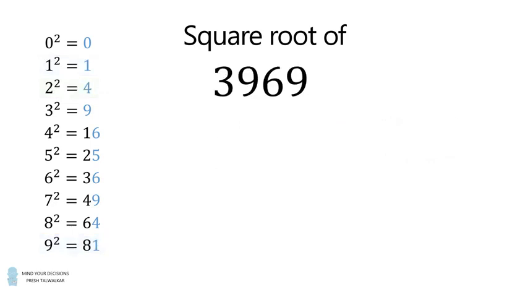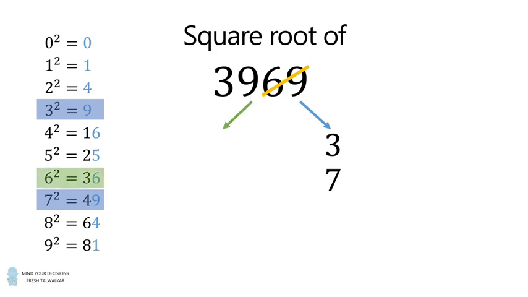Let's now calculate the square root of 3969. We go to the last digit of 9, and we know that it's either 3 or 7. We then cross out the last two digits, and we look for the square that's closest to 39 without going over. This will be 6 squared, which is equal to 36. So we now need to differentiate between 63 and 67. We will calculate the square of 65, which is right in the middle.